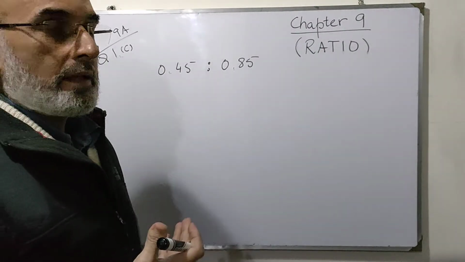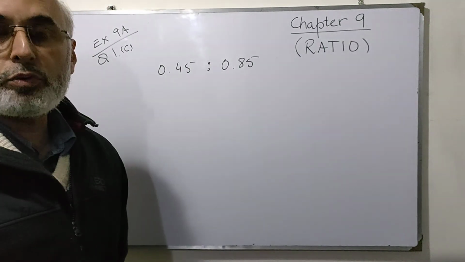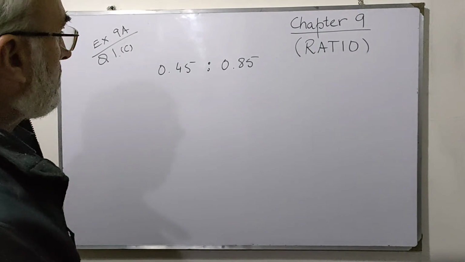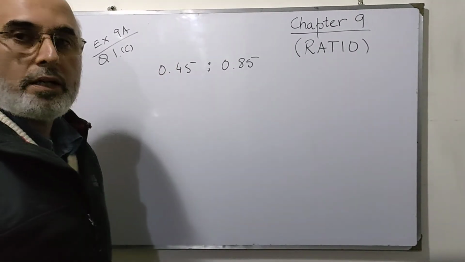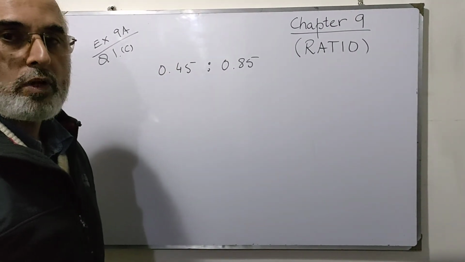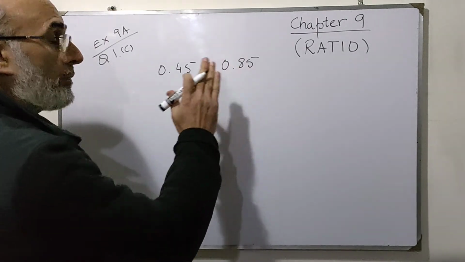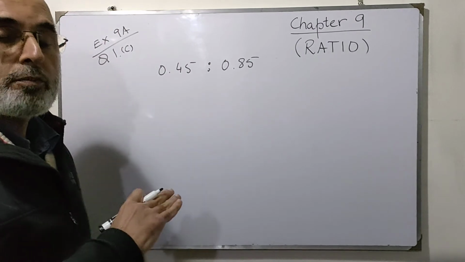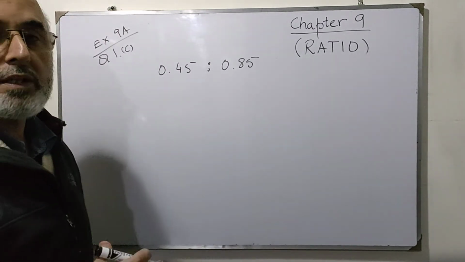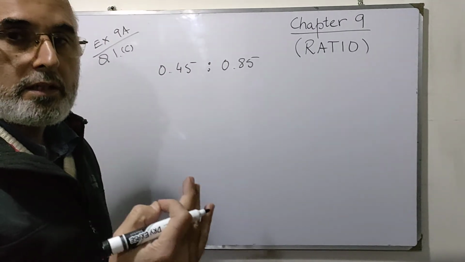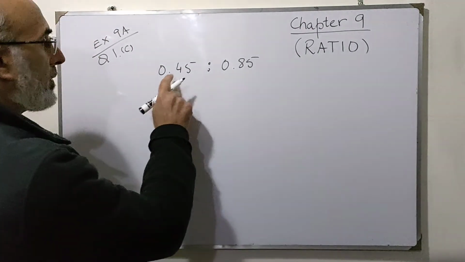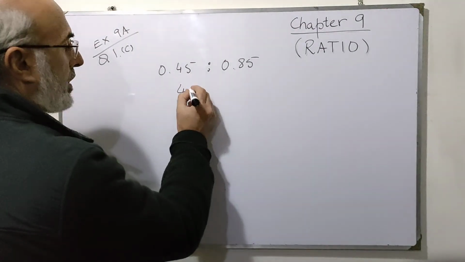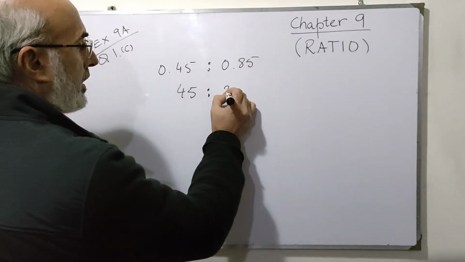So in this ratio we have two decimal numbers less than 1. To remove the decimal, what are we going to do? As I said, in a ratio, if we have to multiply, we have to multiply both sides, both the quantities, with the same number. If I multiply both sides with 100, what do I get here? 45 is to 85.